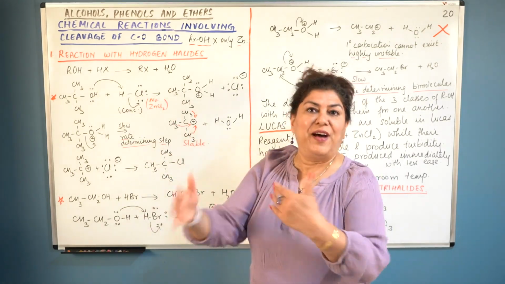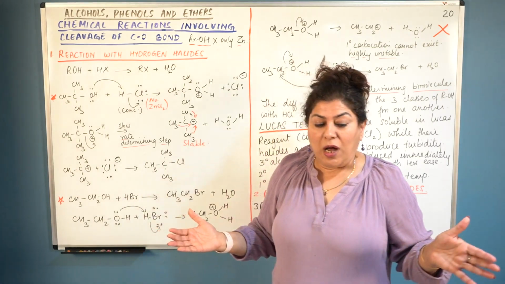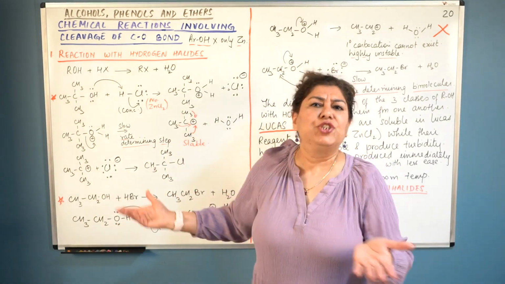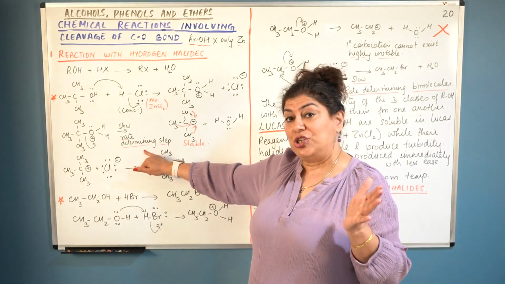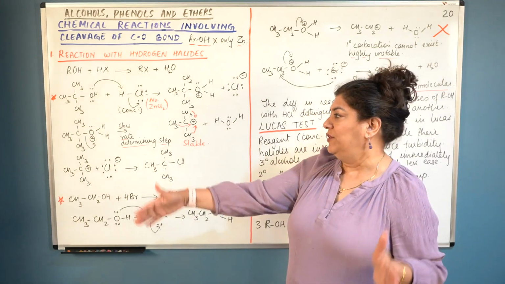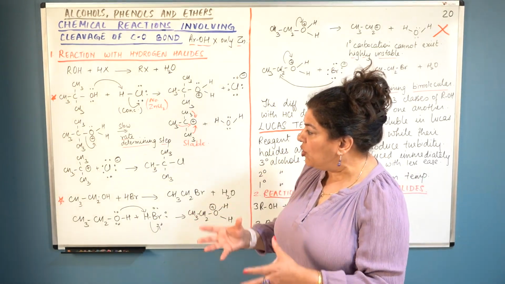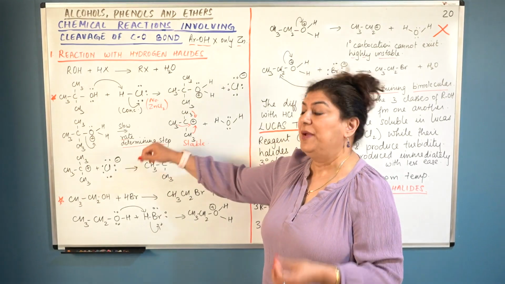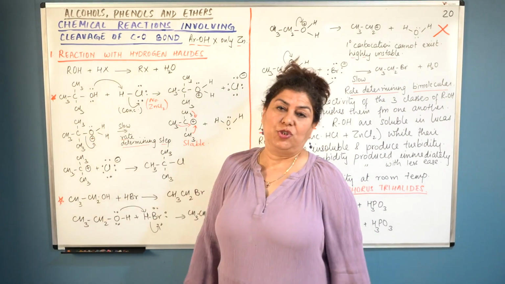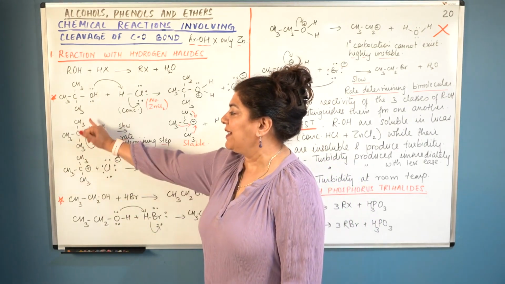Other steps are fast, they are quick. So how long it would take does not actually depend on them because they are quickly finishing their job. But the one which is the slowest will determine how long it would actually take for the reaction to take place. So this step is slow. It is the rate determining step in which the cleavage takes place between the carbon and oxygen. This is the bond that cleaves.